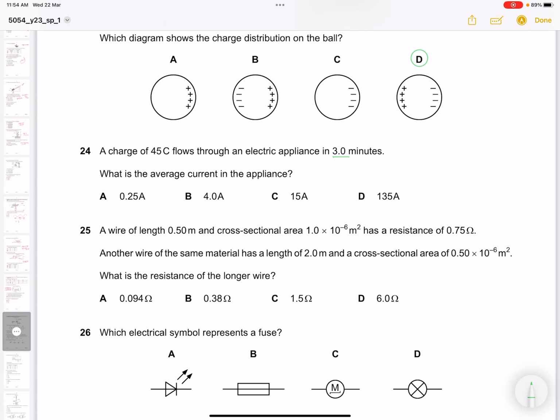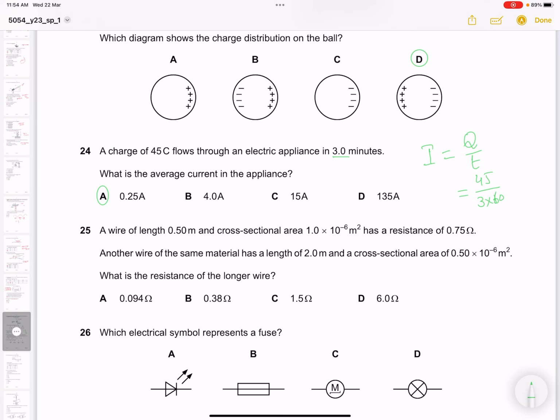Next question. A charge of 45 coulomb flows through an electric appliance in 3 minutes. What is the average current in the appliance? We know the basic formula for current is I equals Q over T, meaning charge over time. Charge is 45 coulomb and time is 3 minutes. 3 minutes means 3 times 60 seconds, 180 seconds. We need to convert it to seconds, right? So after calculation we see 0.25 ampere is the right option.